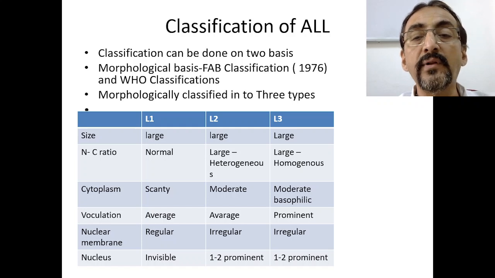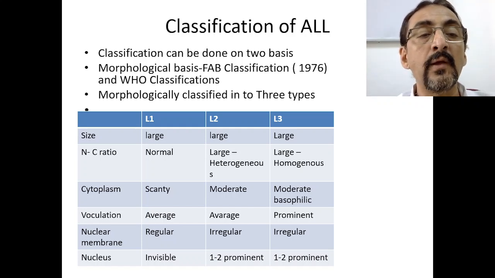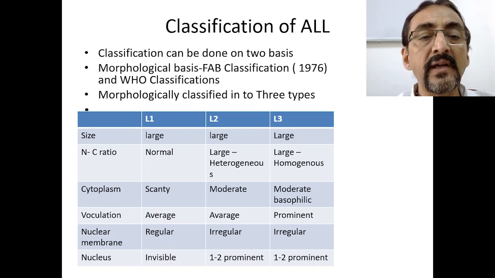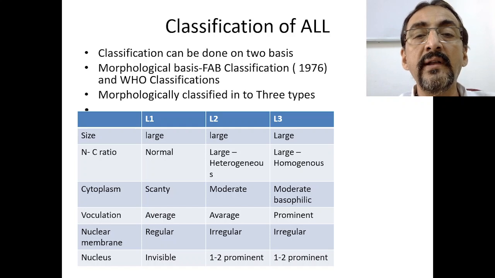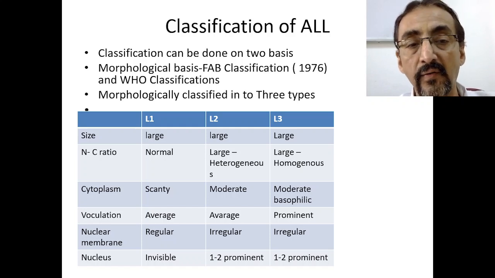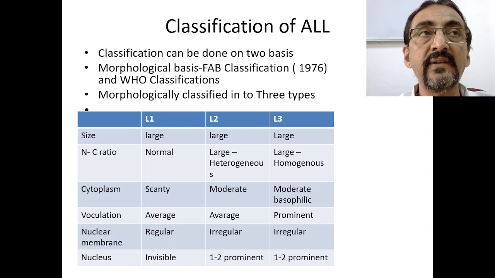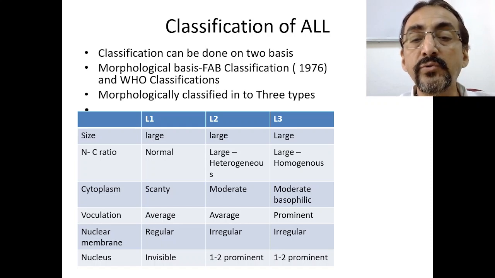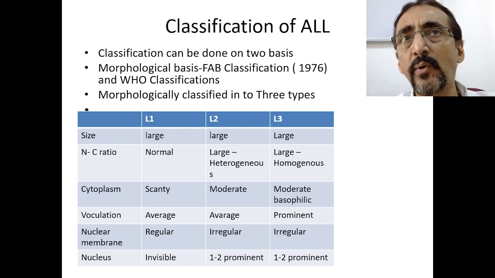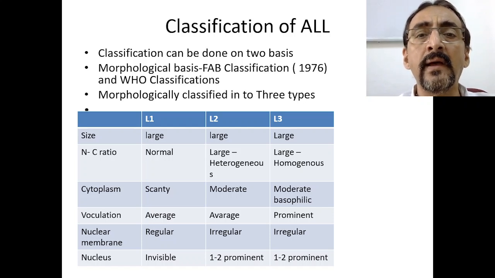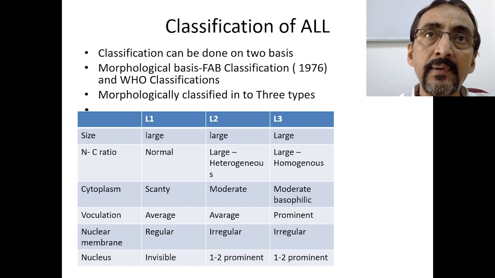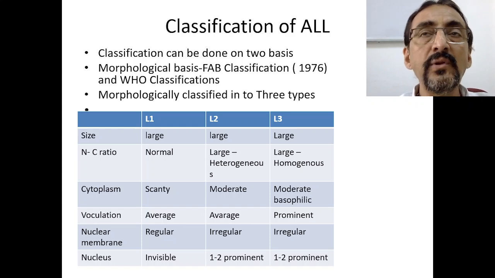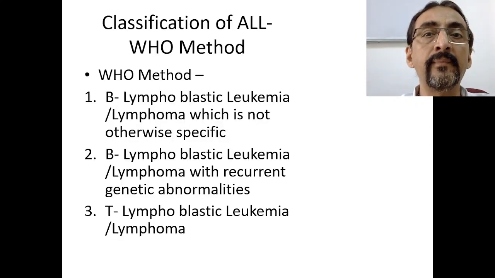Cytoplasm is scanty, moderate and basophilic. Vacuolation is average and prominent. Nuclear membrane in L1 is regular, in L2 it is irregular, and in L3 also it is irregular. Nucleoli are invisible in L1, and 1 to 2 prominent nucleoli will be seen in case of L3. So this is how morphologically we can classify, and this is helpful to implement the treatment, to know which stage is going on, and how intensively we have to go for chemotherapy and radiotherapy.